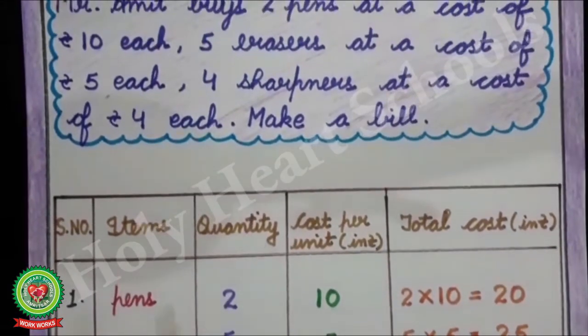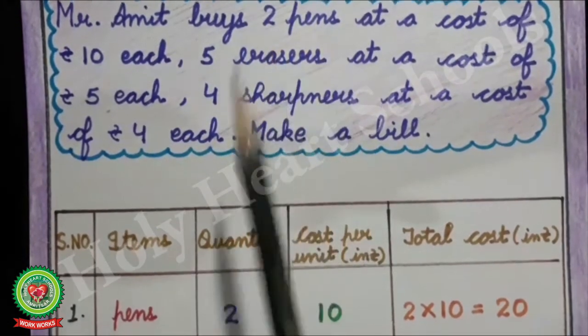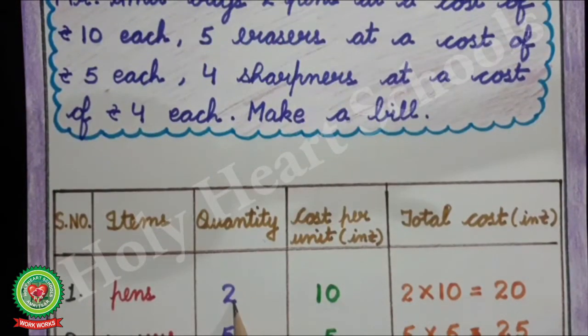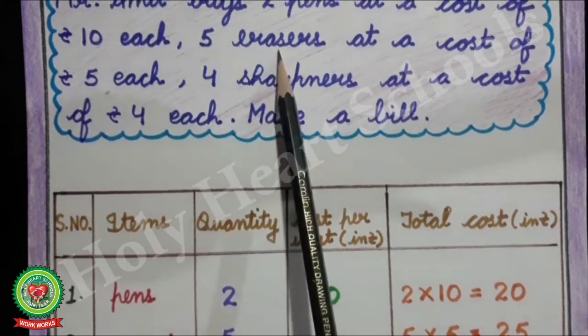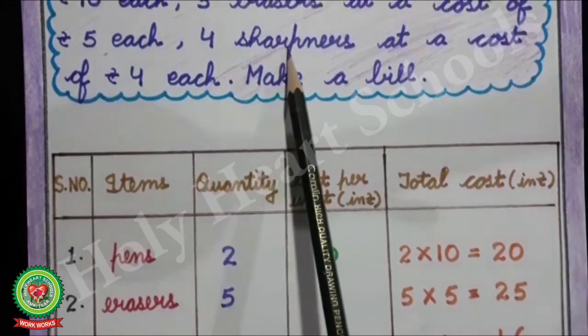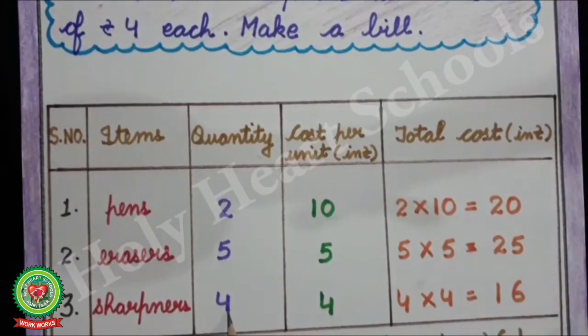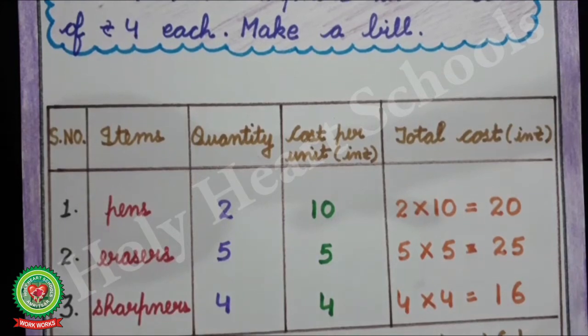Then quantity means how many items you have purchased. Pens, 2 pens. In front of pens, write down 2. 5 erasers. So write down 5 here. 4 sharpeners. Write down 4 in front of sharpeners.